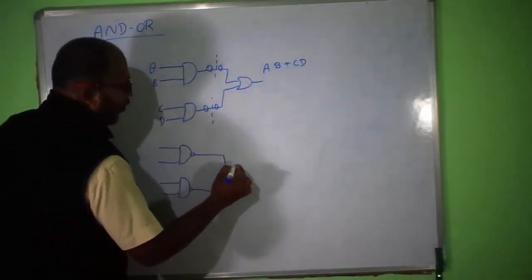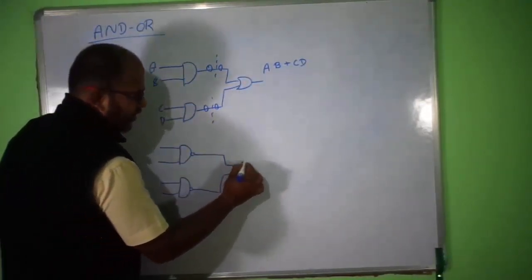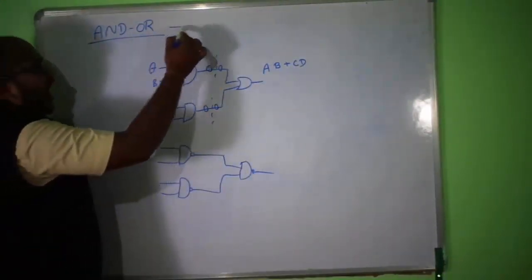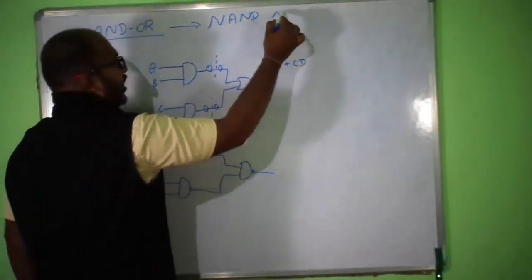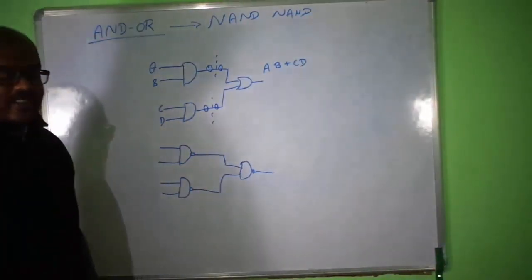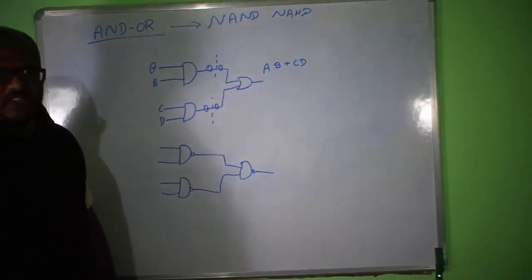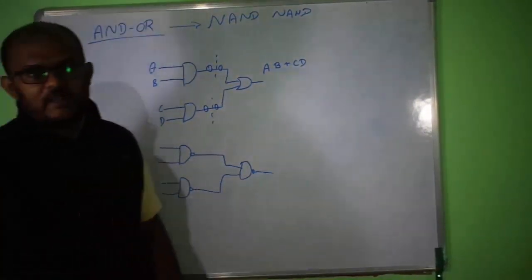Now, what is a bubbled OR gate? It is a NAND gate, right? A bubbled OR gate is a NAND gate. So AND-OR implementation is NAND implementation or NAND representation. This is very important. OR-AND is similar to NOR representation. So this kind of question you can expect in UGC NET exams.